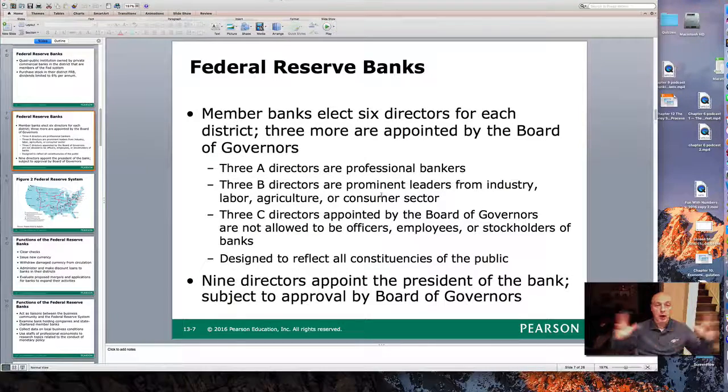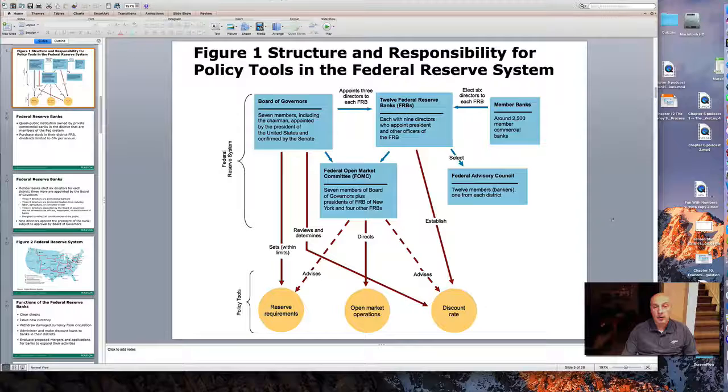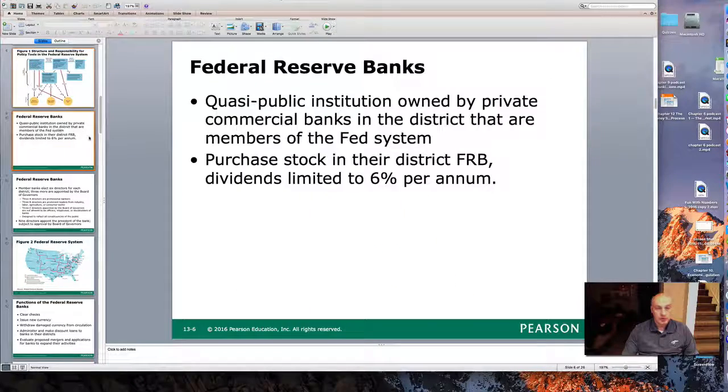Again, that broad diffusion of power, making sure that it is decentralized and not controlled by just a few people. These 9 directors will appoint the president of each Federal Reserve Bank, and this will be subject to the approval of the Board of Governors. So going back here, we're talking about the Federal Reserve Banks being established, and then these directors will appoint the president, which has to be approved by the Board of Governors.